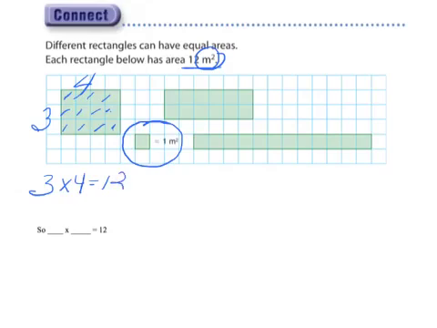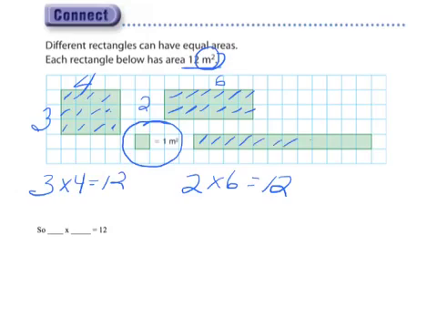That could be one rectangle. Let's check this one. 1, 2, 3, 4, 5, 6, 7, 8, 9, 10, 11, 12. Does have 12. 2 by 6. 2 times 6 does equal 12. That will also give us 12. 1, 2, 3, 4, 5, 6, 7, 8, 9, 10, 11, 12. 1 by 12 also equals 12.